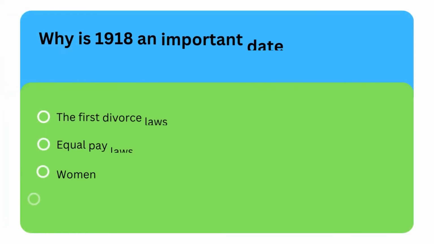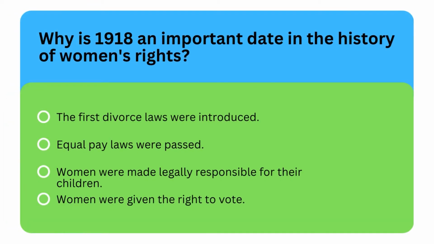Next question is, why is 1918 an important date in the history of women's rights? Options are the first divorce laws were introduced, equal pay laws were passed, women were made legally responsible for their children, or women were given the right to vote. So the correct option is last option. In 1918, women were given the right to vote.